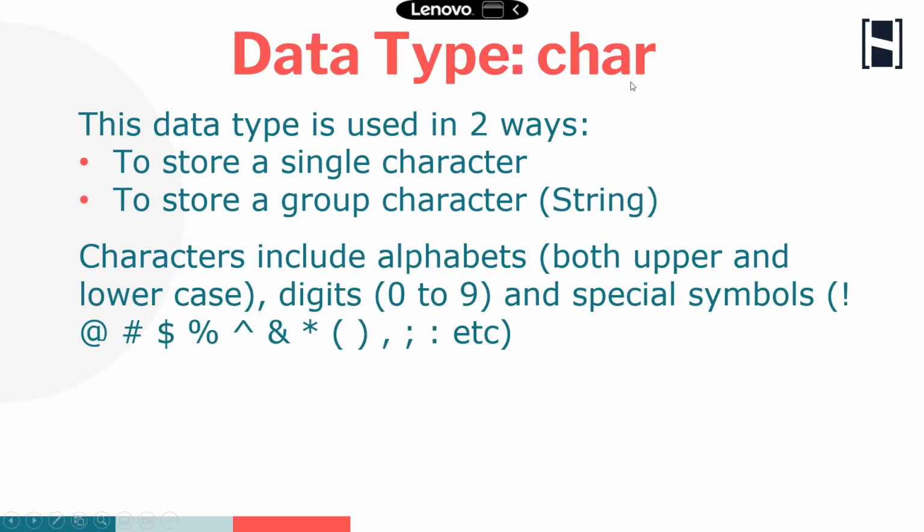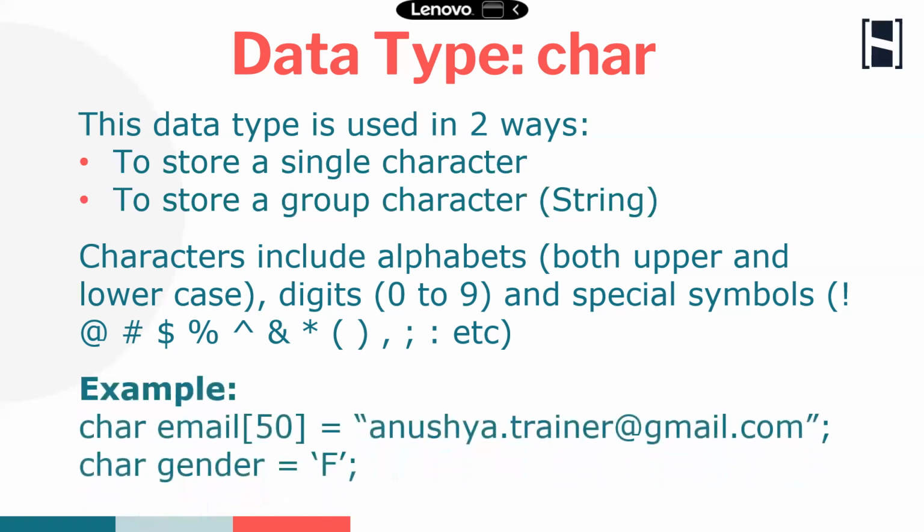So again, char was what? Characters. So what are the characters? Alphabets, digits, special symbols. Everything together is what we call a character. An example: for a single character, we say char followed by the variable name equals, enclose the single character within single quotes, and then a semicolon to end the statement.